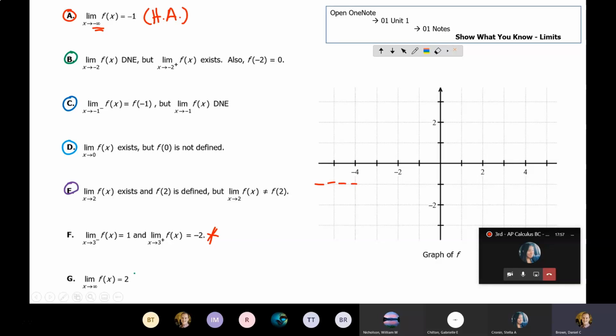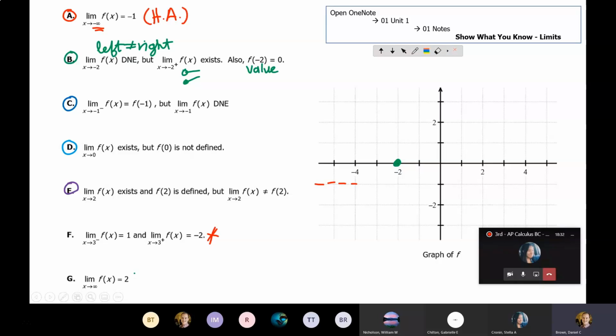Looking at B, it tells me the limit does not exist. So I know the left does not equal the right-hand side when they are approaching. The limit as x goes to -2 from the right does exist, so it either needs to end on the right at an open or a closed circle and not an asymptote. And then it does tell me that f of -2 is 0, so there is a value on the graph there. I'm going to put the value there first, so f of -2 is 0.